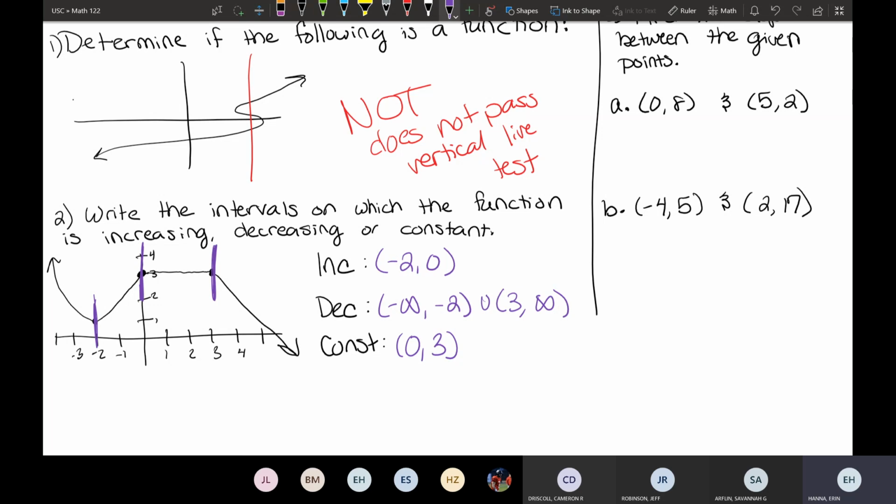Anyway, moving on. So again, it was brackets versus parentheses. Your choice, except for the infinities, which must always have parentheses. The actual numbers, you can use whatever floats your boat.